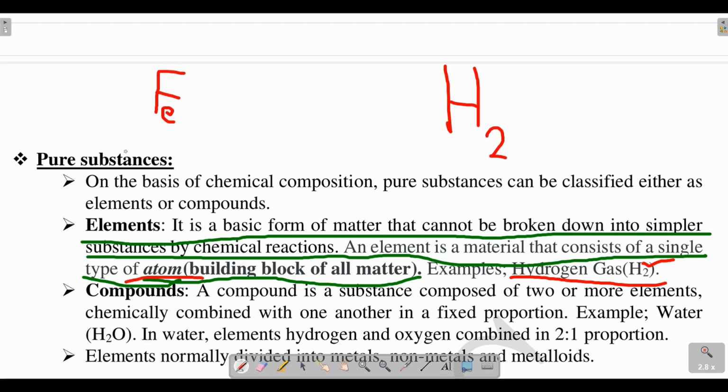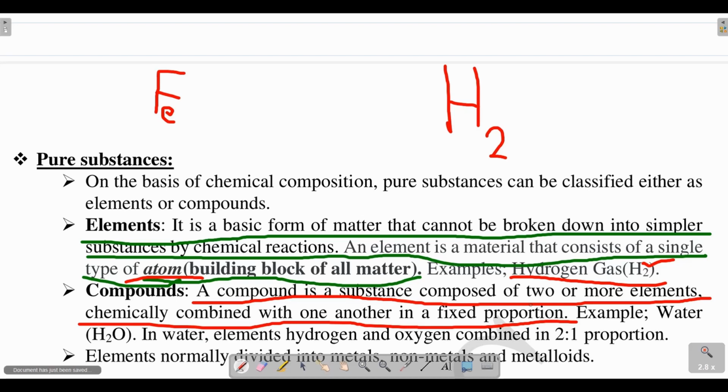The second type of pure substance is called a compound. A compound is a pure substance composed of two or more elements chemically combined with one another in a fixed proportion. So you may think that it may be a mixture. It is not a mixture. It is still a pure substance. Even though it is composed of two or more elements, it is still considered a compound because it is chemically combined, not physically, with one another in a fixed proportion.